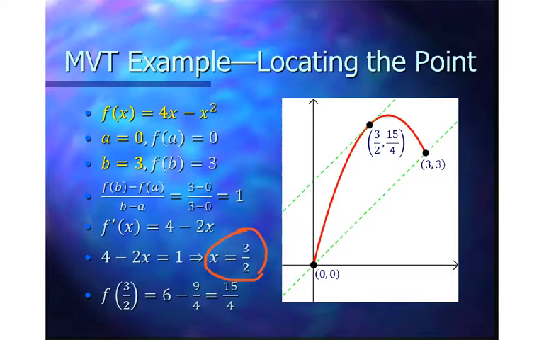Once I know the x value, all I have to do is plug it into the original function. One more time, always remember to plug into the correct function. Don't plug this into the derivative, plug it back into the original function. When I plug 3 halves into the original function, the function value I find to be 15 over 4. And so the point where the tangent line has the same slope as the secant line is this point 3 halves, comma 15 fourths.